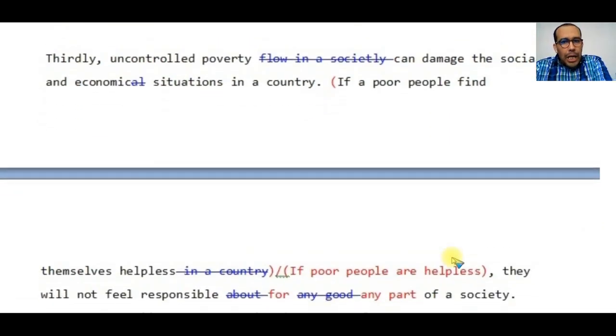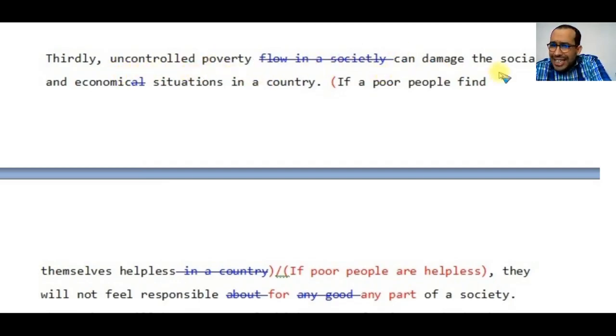Now, the next paragraph reads, "thirdly, uncontrolled poverty can damage the social and economical situations in a country." Here again, we have a few issues that we need to address. The first is "uncontrolled poverty flow in a society." This is not clear. To be honest with you, I didn't understand what this student wanted to say in this context, and therefore I just crossed this out.